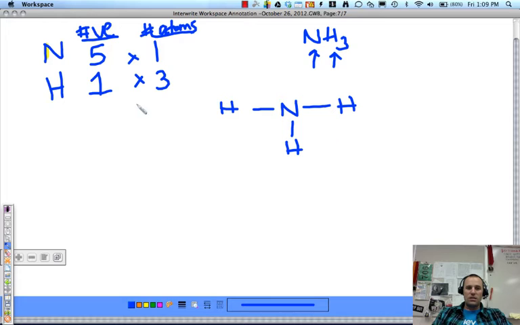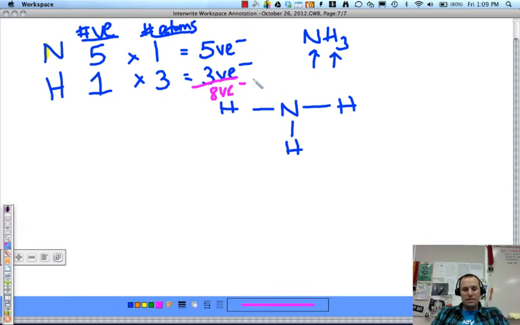The next step is to subtract out from your total number of valence electrons. So I forgot to add that up. So we have 5 valence electrons here. We have 3 valence electrons here, for a grand total of 8 valence electrons. It won't always be 8. It just so happens that it worked out this way for both of the examples.